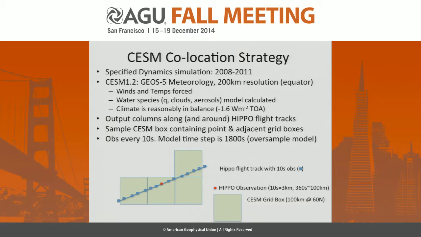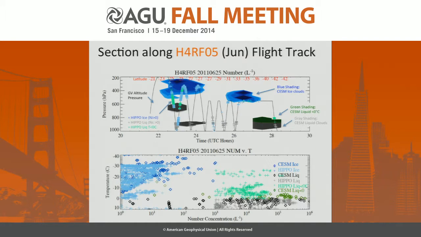What we do is we go and output columns from the model. We oversample the model, essentially. We specify the winds and temperatures. If these are model grid boxes with a plane flying through it, we have observations every 10 seconds. We oversample, but what's nice is we have 50 or 100 observations in one model grid box at one time step. And so we can actually get a sense of the subgrid variability that's sampled in the real atmosphere in the model. And so very different resolutions for cloud microphysics. We have one in-cloud value for this entire 200-kilometer grid box, but we have maybe 30 to 50 values from the observations. And when we do that, we actually get something sensible, believe it or not.